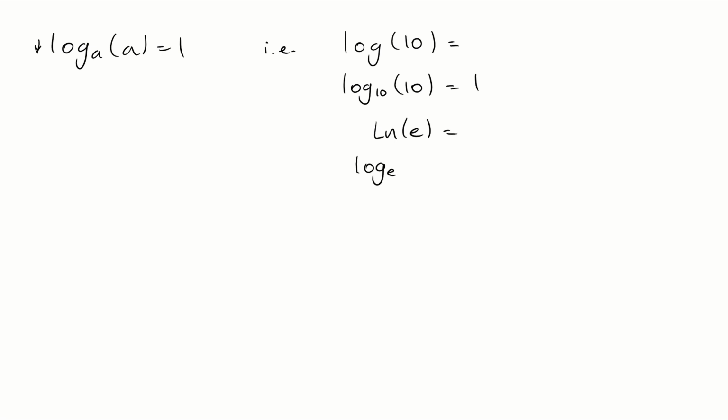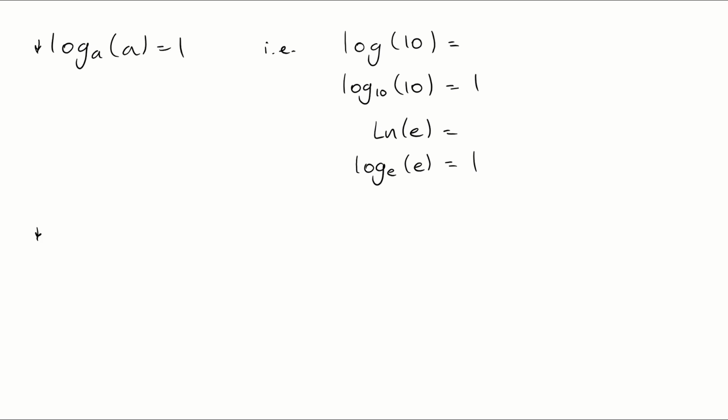And if we see this with some numbers, then if we try to work out what log of 10 is equal to, well, we know that log is just log to the base 10 of 10. What do we need to put 10 to the power of to get 10? The answer is 1. Likewise, if we look at the natural log of e, ln, or the natural log, is log to the base e of e. What do we need to put e to the power of to get e? Again, the answer is just 1.